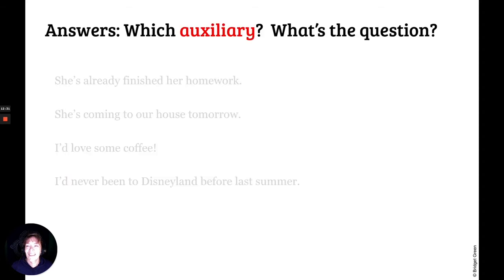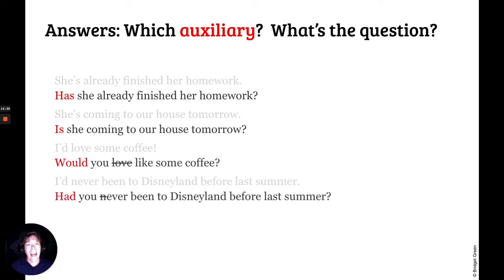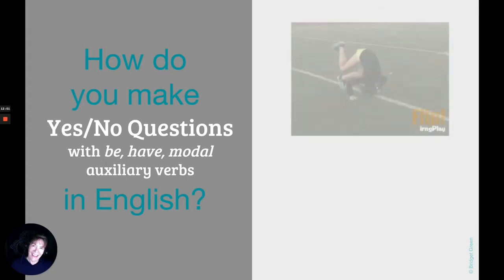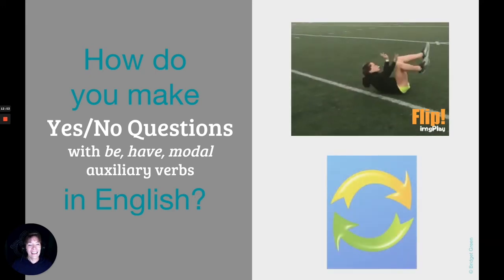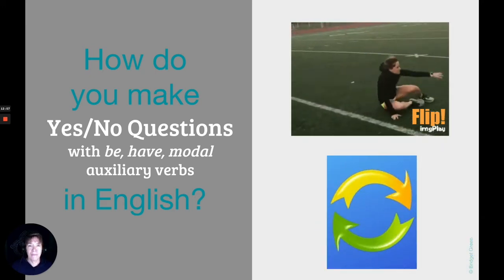Here are the questions. Right, has and is. Would and had. Gotta be a little careful about that. Okay, how do you make yes-no questions in English? If it's a be, have, or modal? You remember the answer? You flip. That's right. Flip the subject and the auxiliary.